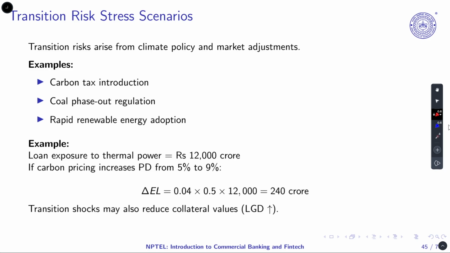Then the transition risk stress scenario could be like a carbon tax introduction, coal phase out regulations, and rapid renewable energy adoption. So loan exposure to thermal power is 12,000 crore. The probability of default, because of the climate related event, went up from 5 to 9%. Now 9 minus 5 is 0.04, into 0.5, into 12,000 crore. So the total is 240 crore, right? Transition shocks may also reduce collateral value, so here we have loss given default going up. This is what it implies.